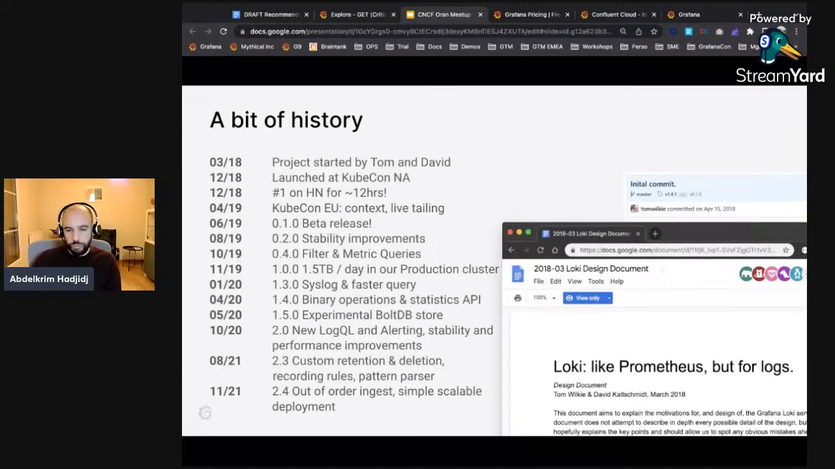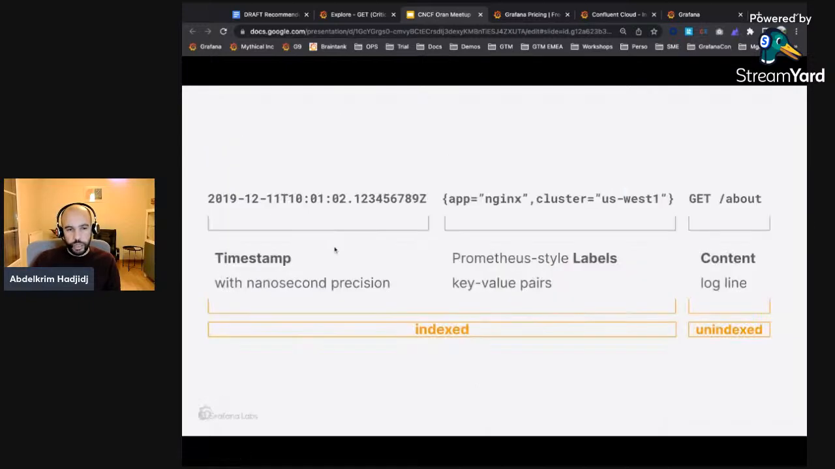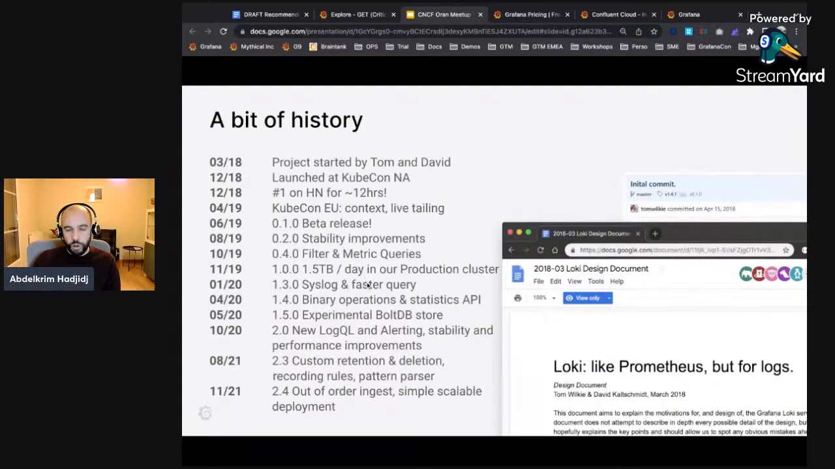The service discovery works as well. The labeling system is the same. And then we started adding new features, version after version. And the community is really great. A lot of people moved from Elastic to Loki.